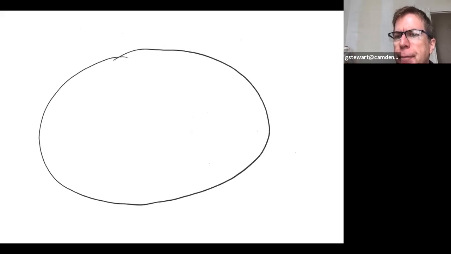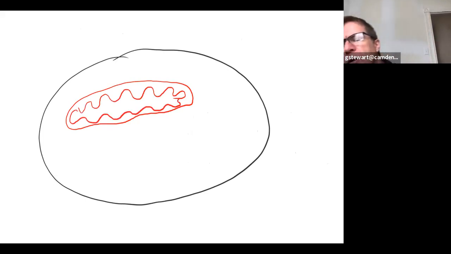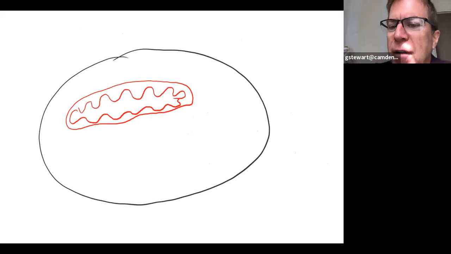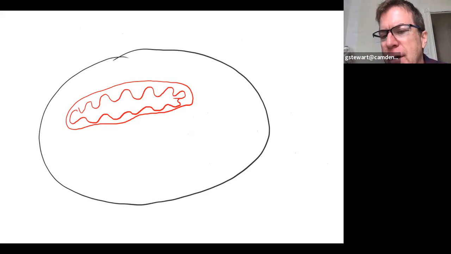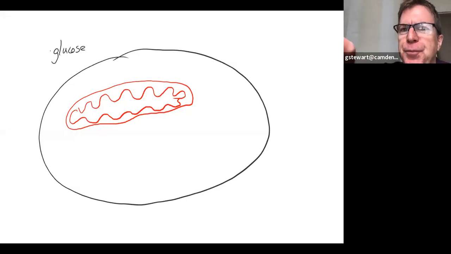Here's our cell. I'm going to draw a big mitochondria. They're not this big, but I'm doing it so you can see. It's a double membrane structure. It's got an outside membrane, an outer membrane, and an inner membrane. The whole reason we eat food and we breathe air is for this reason. Let's just say you've just eaten some pasta or whatever, a candy bar, and those carbohydrates are broken down and there's glucose in your bloodstream.